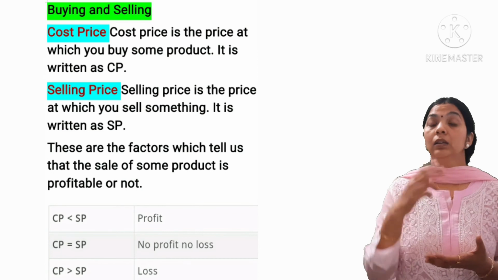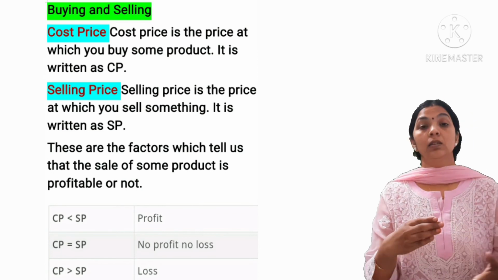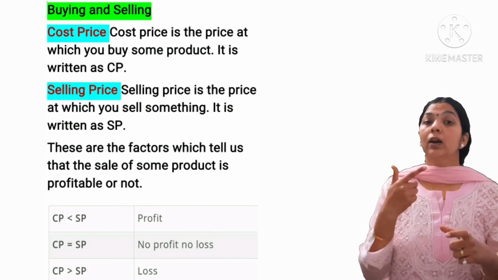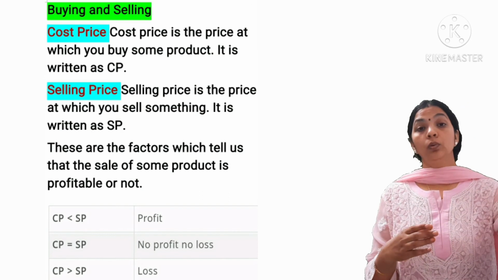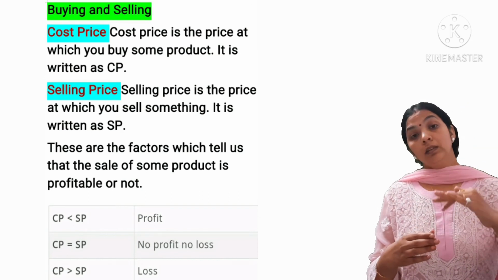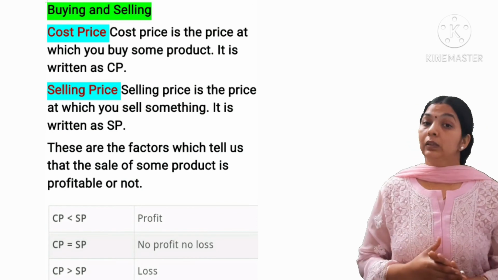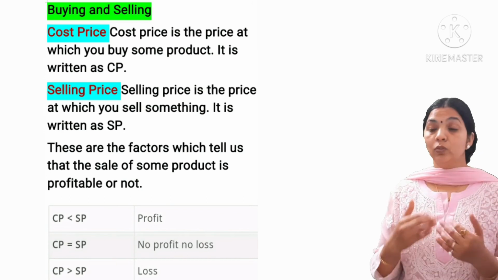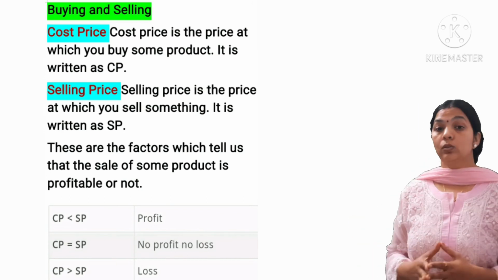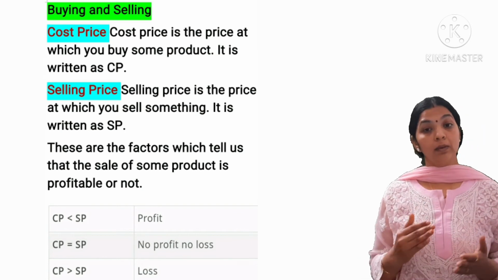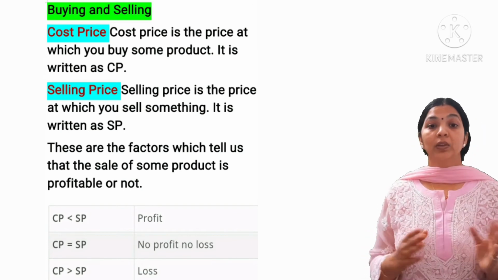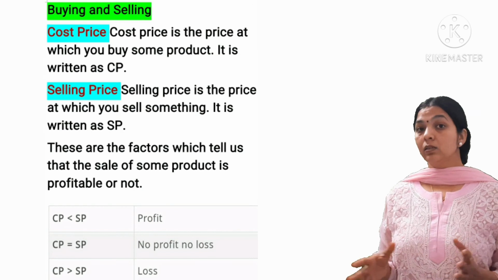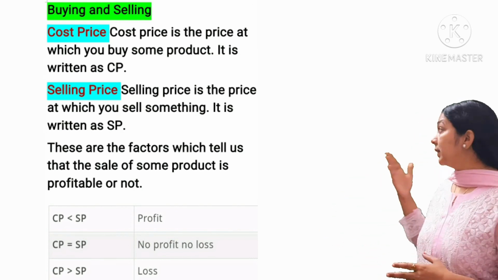And this same price is the selling price for the shopkeeper. The cost at which we are buying is the cost price, and the seller who is selling the product, that same price is the selling price for that shopkeeper. So always remember, if you are buying something, that is cost price. If you are selling something, that is selling price. Cost price is written as CP, and selling price is the price at which you sell something, written as SP. That is the symbol used for cost price and selling price.